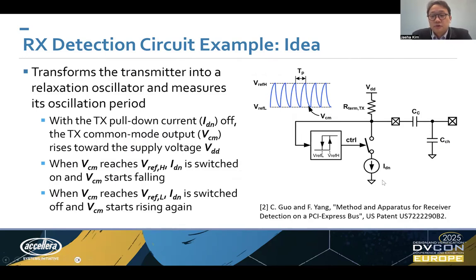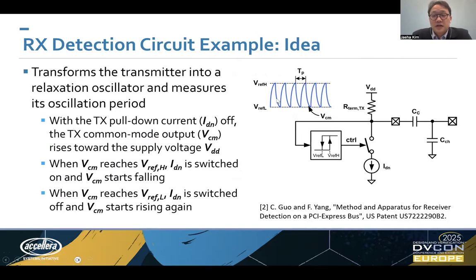But it will switch that pull-down current on and off depending on whether the transmitter output voltage is higher than the VREF-H, the high side reference voltage, or lower than the VREF-L. Let me walk you through the operation process. Initially, when the pull-down current is off, then we have the output node connected to VDD through this termination resistance. And there's an additional capacitance where we have the CC, the coupling capacitance, in series with the channel capacitance. So the output voltage will increase towards VDD with the RC time constant set by these resistance and capacitances.